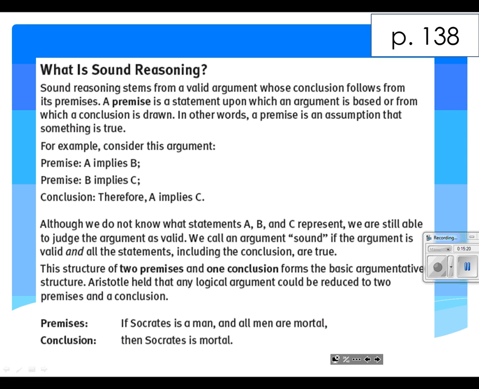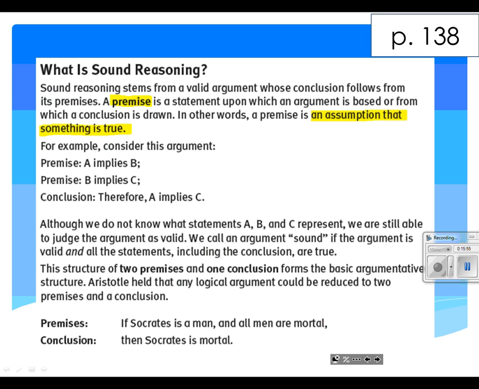All right. Now, about halfway through page 138, there's this subtext that says, what is sound reasoning? I'm not going to have you read through it, but instead we're just going to highlight the info that we need. So first thing I'm going to have you highlight is this. There's a term called a premise. It's fancy. A premise is an assumption, a statement, that something is true. Now, all sound reasoning or good reasoning is based on a premise, sometimes multiples.